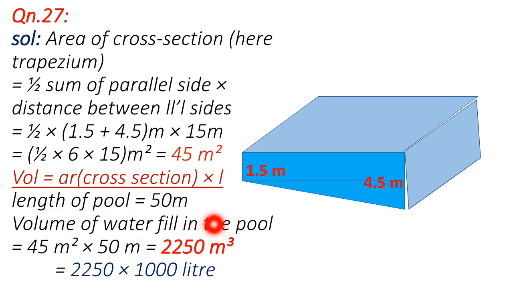But suppose if you want to convert this into liters, then 1 meter cube is 1000 liter. So you just multiply this 2250 with 1000 liter, and you will get the amount of water in liters, correct. So this 2250 meter cube is given as the answer. And remember one thing, you just mark here 15 meter and this length as 50 meter, correct, and this one is 15.